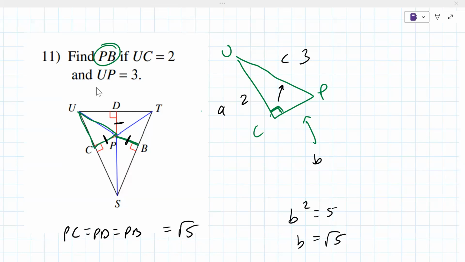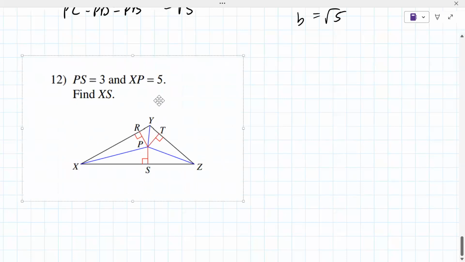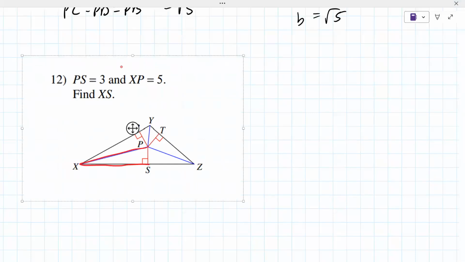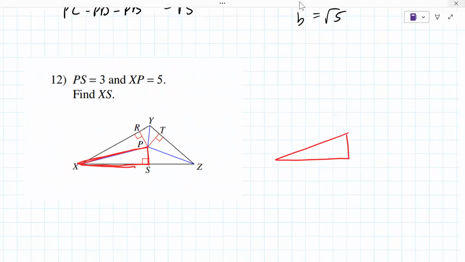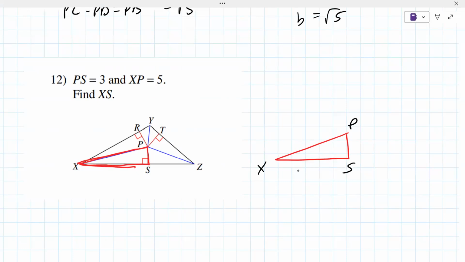All right, number 12. All right, PS equals 3. That's this one down here. XP. Okay, so they're being very direct, deliberate, if you will. They're looking at this one down here. So see if you can, and this is a good strategy, set this up kind of off to the side here. See if you can solve for that missing side, please.